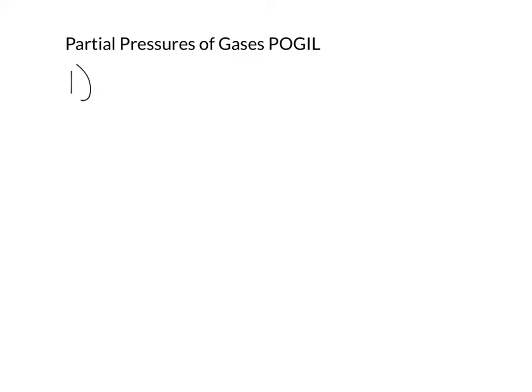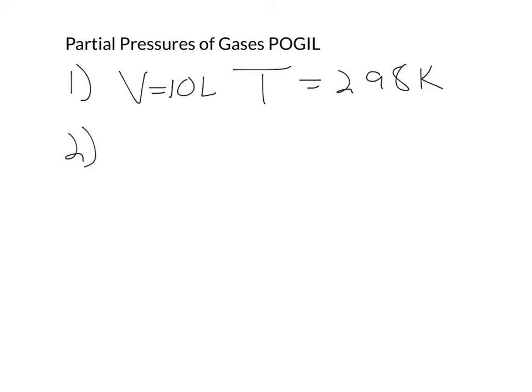Okay, so model 1, number 1: what do all 3 tanks have in common? Tank A, Tank B, and Tank C. When you look at the table, all 3 tanks have the same volume. They have 10 liters worth of space inside of them, and all 3 tanks are at the same temperature. So volume is 10.00 liters, and temperature is 298 Kelvin for all 3.